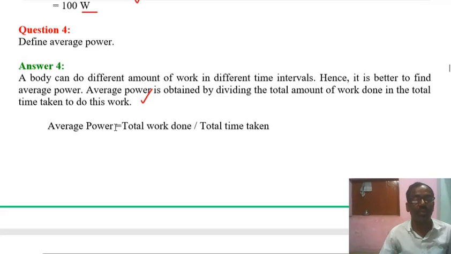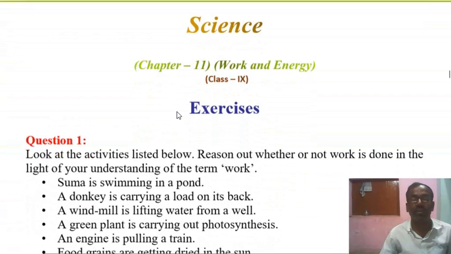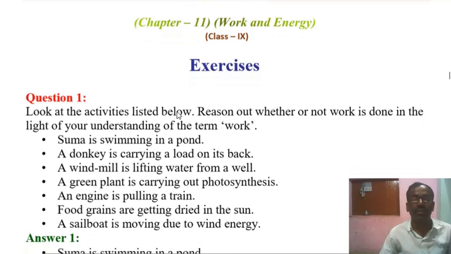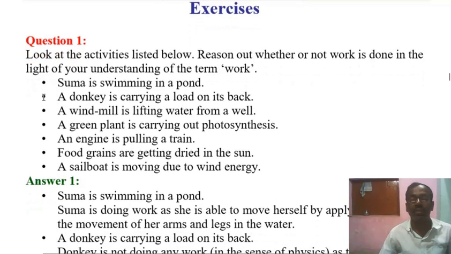So the average power is equal to total work done divided by total time. Let's see the next question, or the main problems of this chapter. Question number 1. Look at the activities listed below. Reason out whether or not work is done in the light of your understanding of the term work.